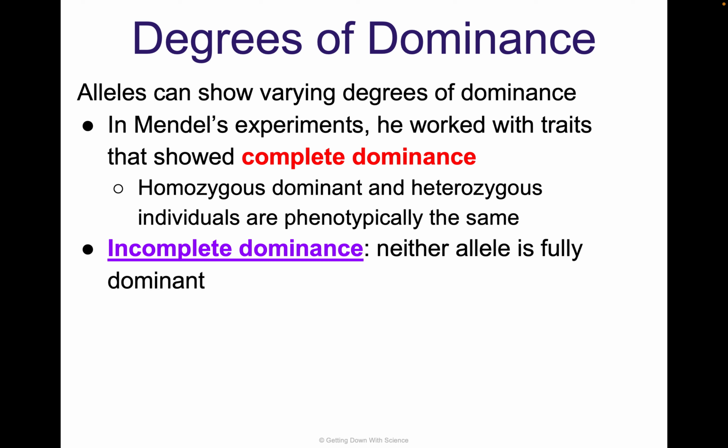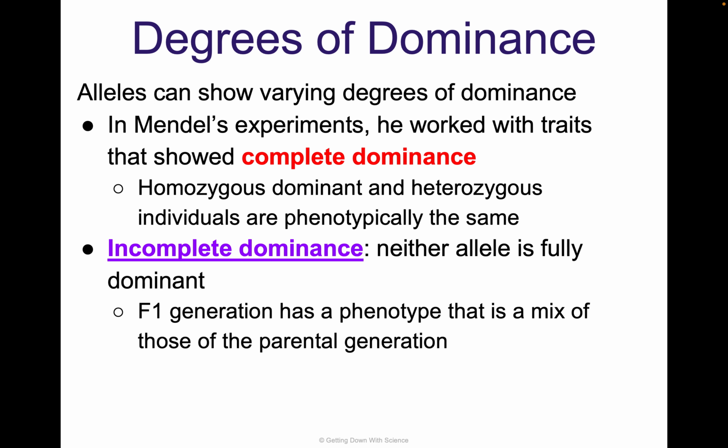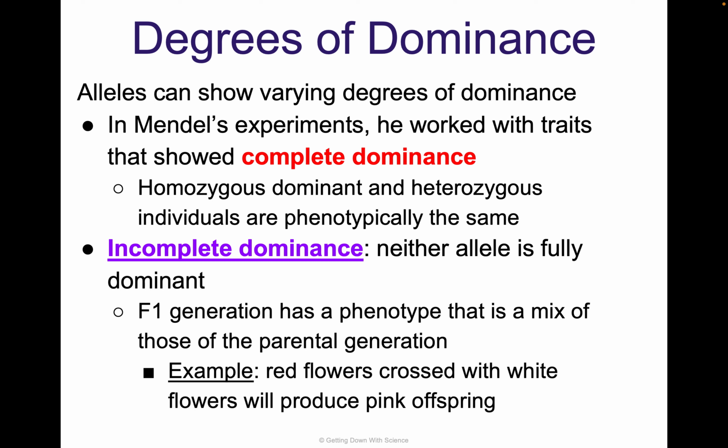With non-Mendelian genetics, we're talking about incomplete dominance, where neither allele is fully dominant. The F1 generation has a phenotype that's actually a mix of the parental generation instead of looking like the dominant phenotype. An example of this is red flowers crossed with white flowers will produce pink flowers. It's neither red nor is it white, but it's pink. It's a mix of them from the parental generation. So that's what incomplete dominance is, when neither of the alleles are being shown. Instead, we get something totally different, that's a mix of the two.